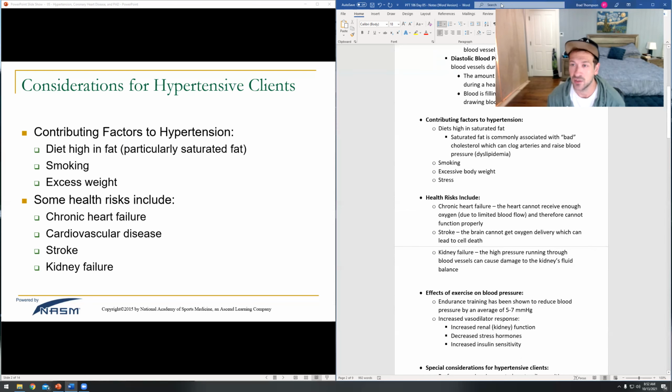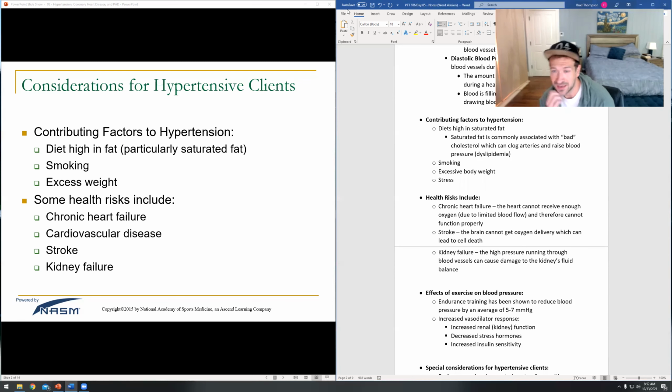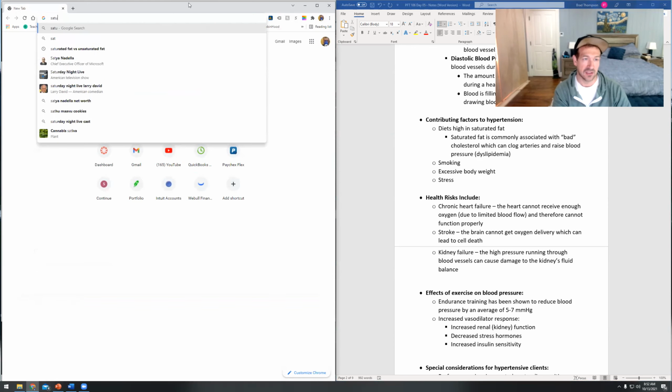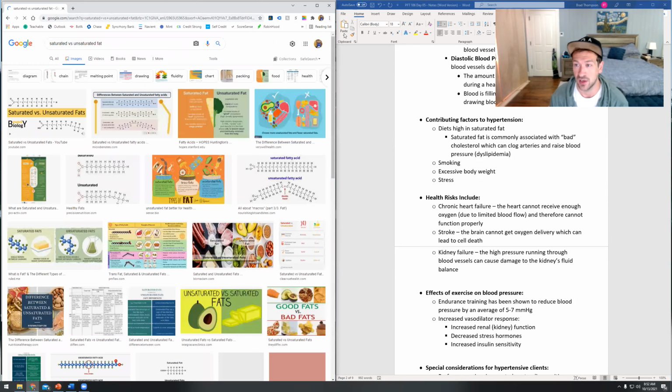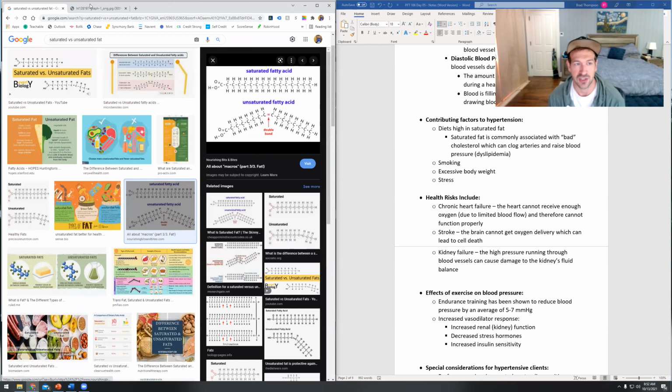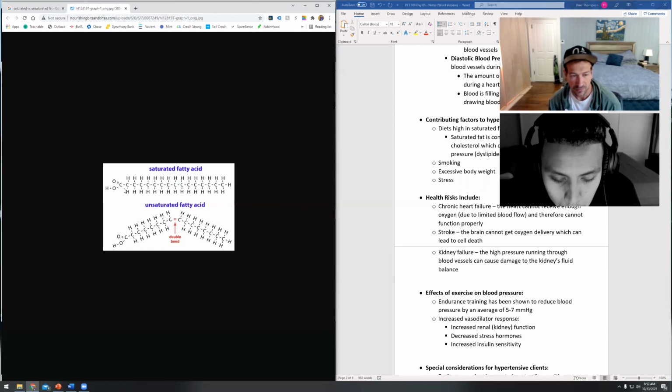So why does our blood pressure get screwed up? What's going on there on a physiologic level? Well, particularly big risk factors tend to be diets that are high in fat, particularly saturated fat. When you look at the difference between saturated and unsaturated fat, they literally look different on a visual level. On a chemical level, here's the difference. You can see a saturated fat has this long straight line here.